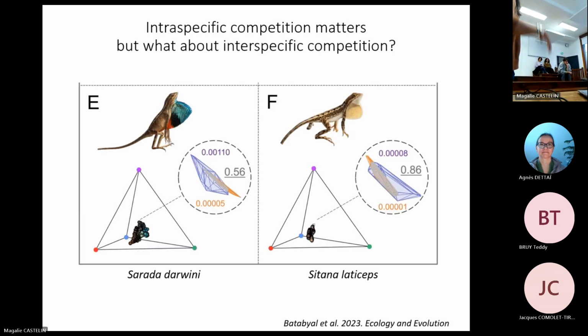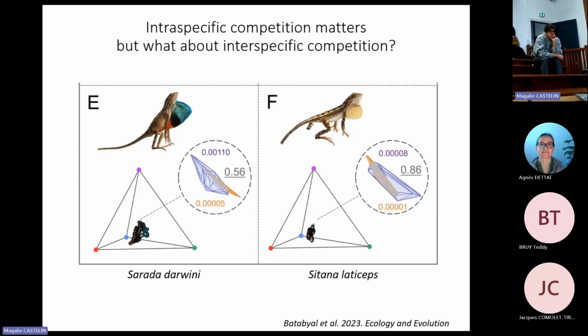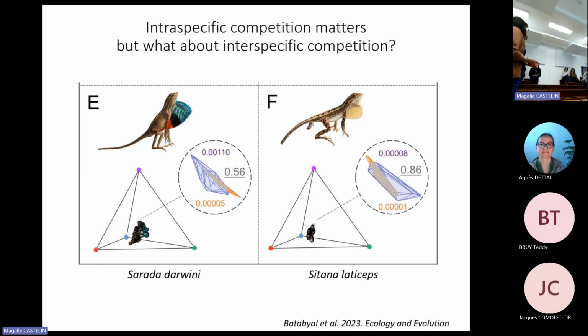But we have other closely related species that do live together. So Sarda darwini, which is a different species from Sarda superba, who you just met, lives with Sitana laticeps. And they both live in allopatry and in sympatry. You can see they're very different looking lizards. Darwini has a gorgeous tri-colored dewlap. Laticeps is gorgeous and it's all white.